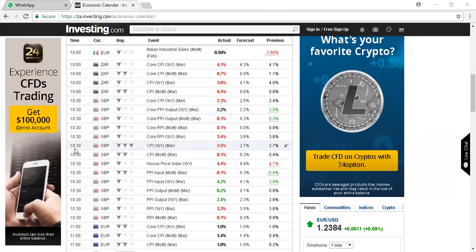And you can see this news event was actually out yesterday. It affected the pound. It's high volatility. The CPI happened at 10:30 yesterday. So if I take you back to the charts and see exactly what happened at that particular moment.